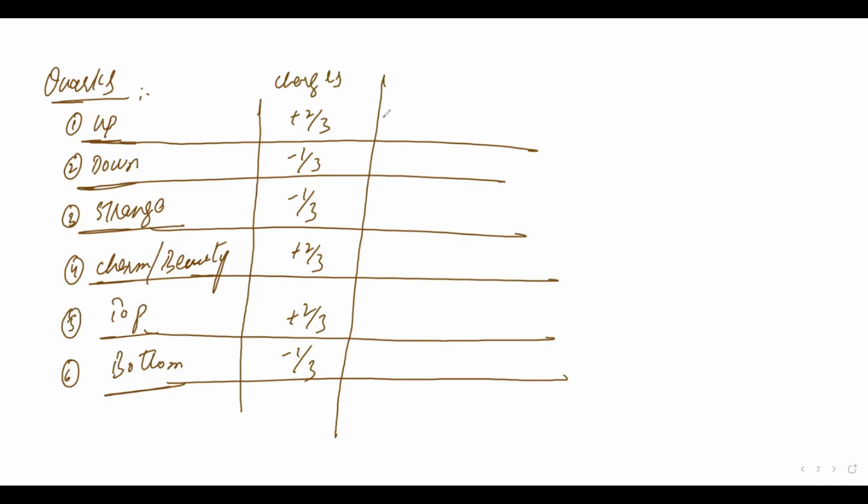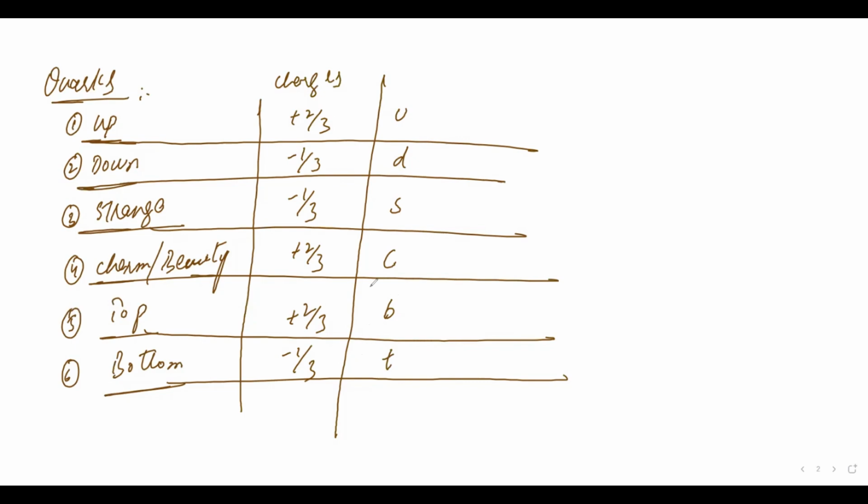Up is a quark that is represented by U. Down is represented by D. Strange is represented by S. Charm is represented by C. Bottom by small b, and top by small t. Got it? So you need to know their symbols and charges. And these are the first fundamental particles that we need to be concerned about all the time.